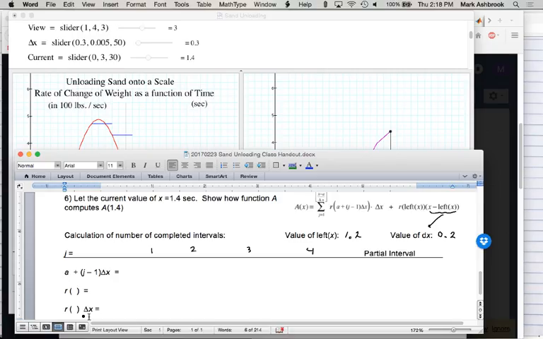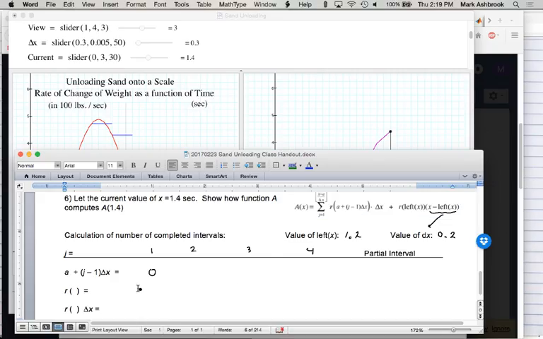Now this is for the completed intervals, right? When j is 1, what is our value of a, first of all? That's 0. We're starting at x equals 0, so that's just 0. And then j is 1, so we get 0 plus 0. So what is this? This is the x value at the left side, from that formula for the x value at the left side of the jth completed interval. In the first completed interval, the left side is 0.